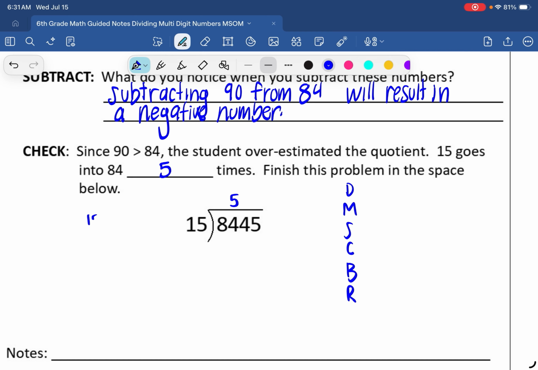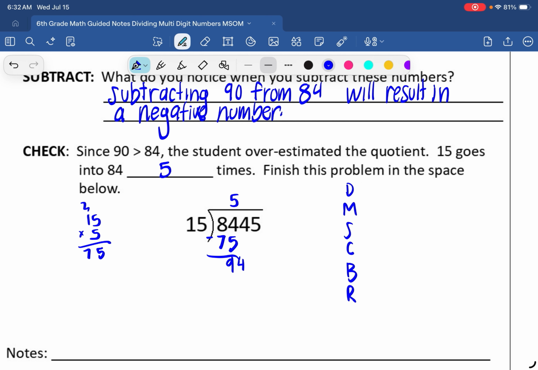15 off to the side, 15 times 5. 5 times 5 is 25. 5 times 1 is 5, plus 2 is 7, so 75. So I divided, which is 75. I'm going to subtract 84 minus 75. That gives me 9. Bring down my 4.